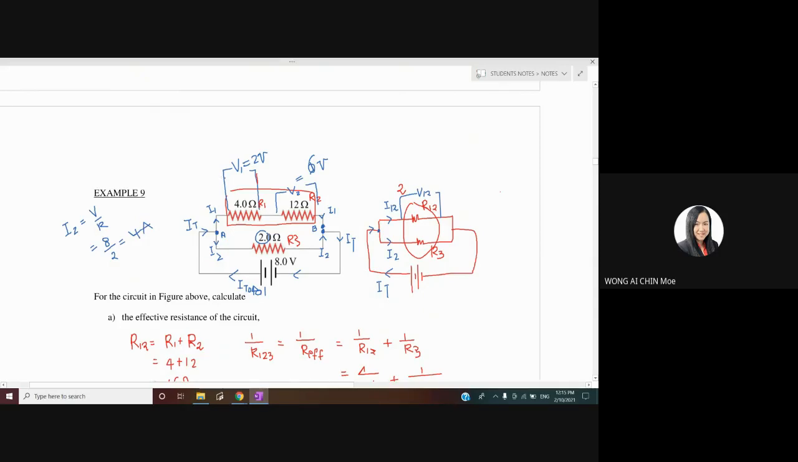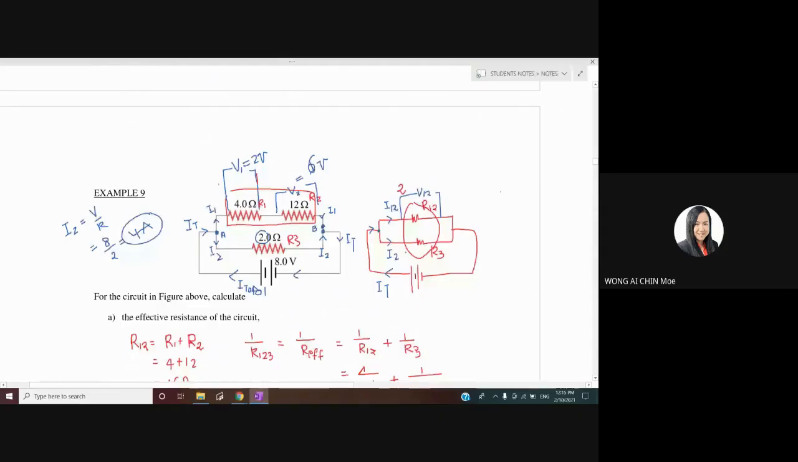Okay, 4 ampere. So if you total up, this is 4 ampere. And then our I12 that we just found is 0.5. So we can know that actually I total is equal to 4.5 ampere. Okay, 4.5 ampere, if they ask you to find it.